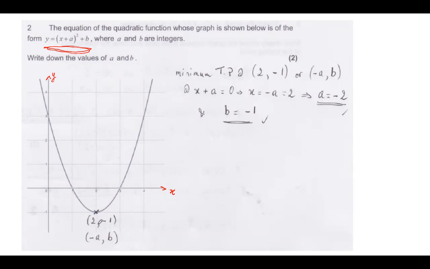So this x plus a equals 0. We said when x equals 2, so you write 2 plus a equals 0. And how do you solve that? Because you've got 2 here, take away 2 both sides, and that means a equals -2.